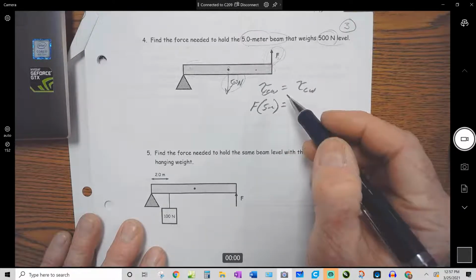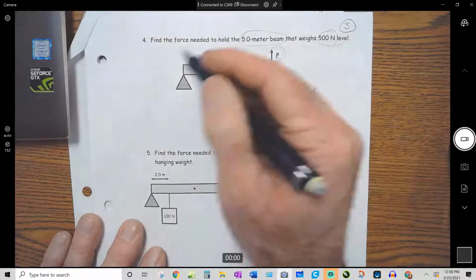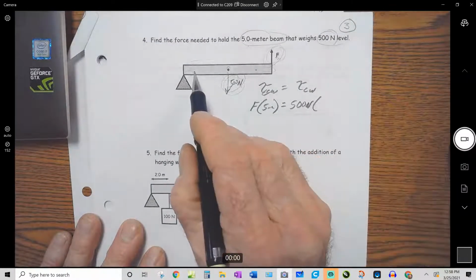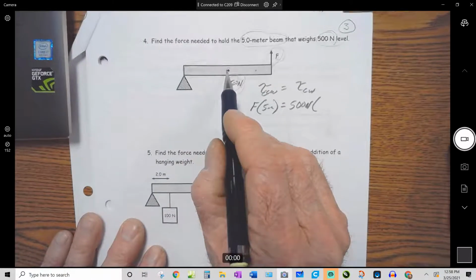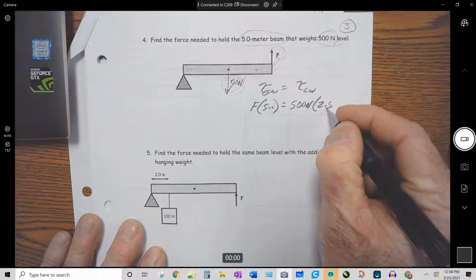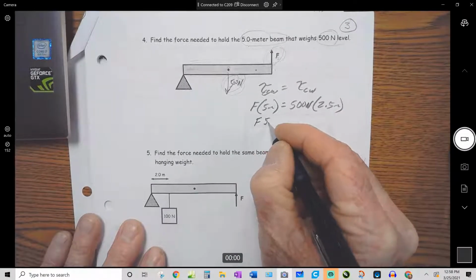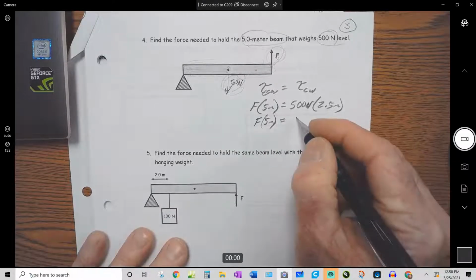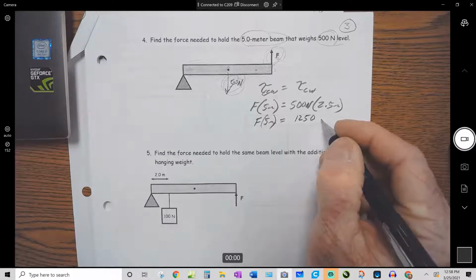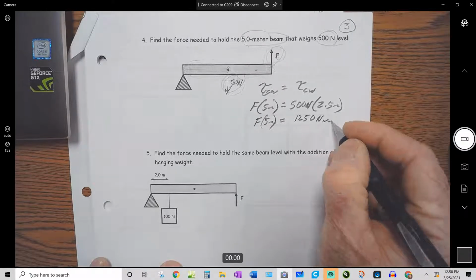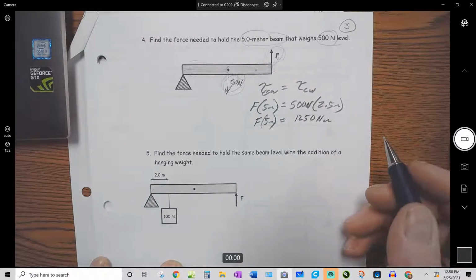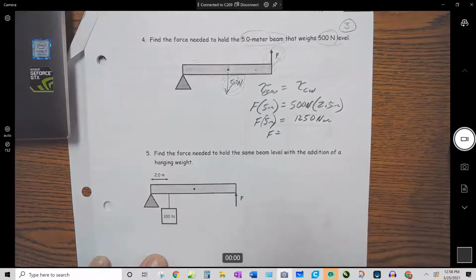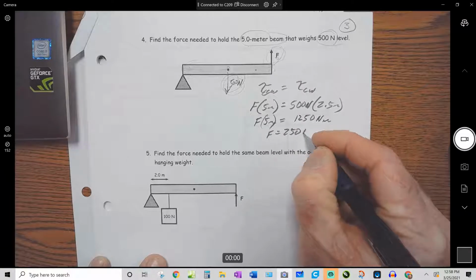The clockwise torque is going to come from this. It's making the beam go like this. So 500 newtons is the force. What's the lever arm? How far is this? 2.5 meters. So I get F times 5 meters equals 5 times 2.5, which would be 1250. And is that 1250? Yeah. So 1250 divided by 5 is 250. So you're right, Sam.